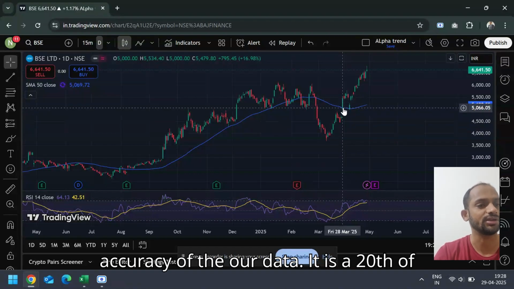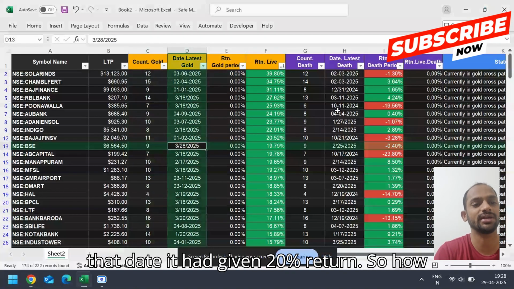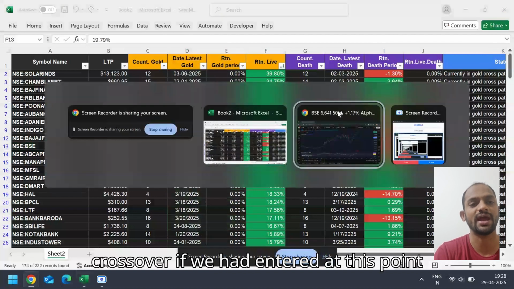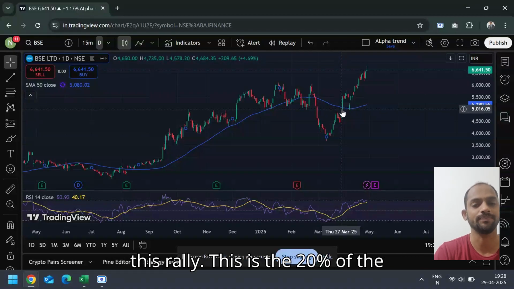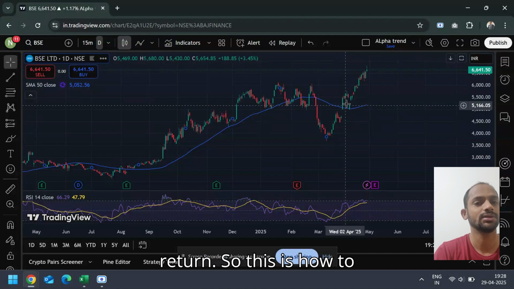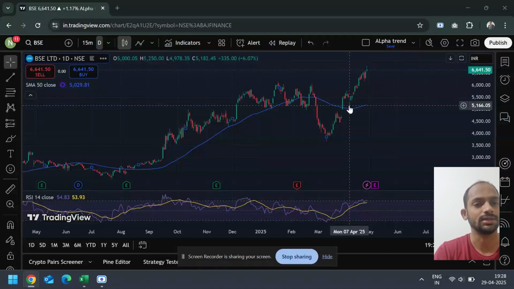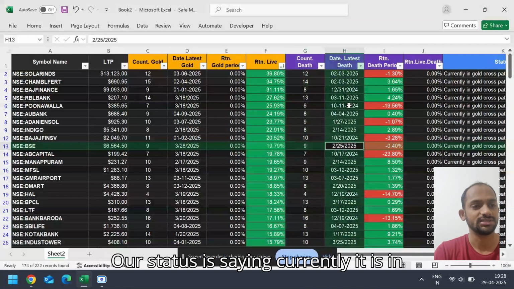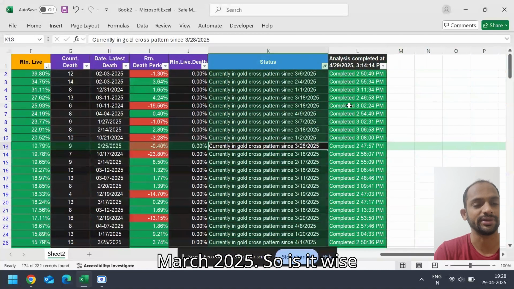So let's see the accuracy of our data. It is at 28th of March. Accurately it is presenting. From that date it had given 20% return. So how to interpret this data? From this crossover, if we had entered at this point of time, we could have captured all this rally. This is the 20% of the return. So this is how to interpret this data, and our status is saying currently it is in the golden crossover since 28th March 2025.